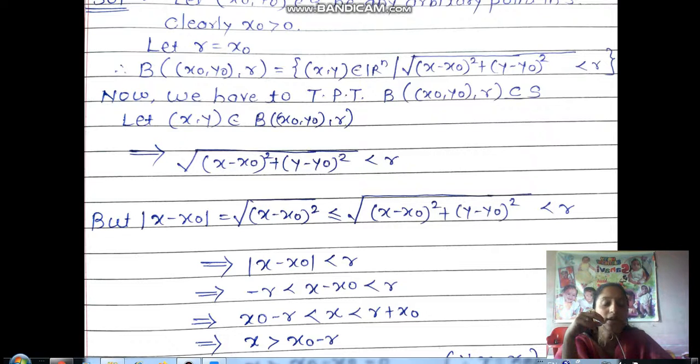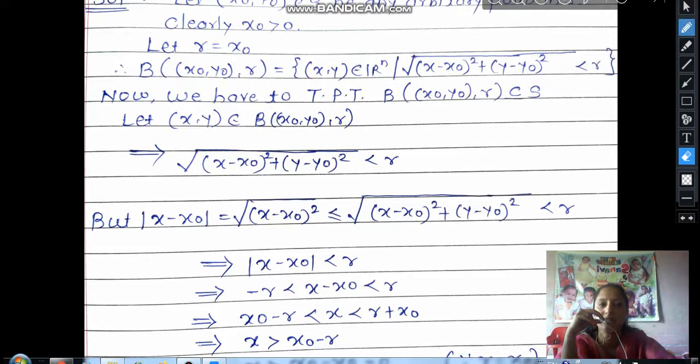Here we have to prove that B(x0, y0; r) is a subset of S, which means every point of B is in the set S. So take (x, y) belonging to B(x0, y0; r), be any arbitrary point in that open ball. So by definition of open ball, the distance between these 2 points, that is the norm of (x, y) minus (x0, y0), is less than r. So by definition of norm, the square root of (x minus x0) square plus (y minus y0) square is less than r.